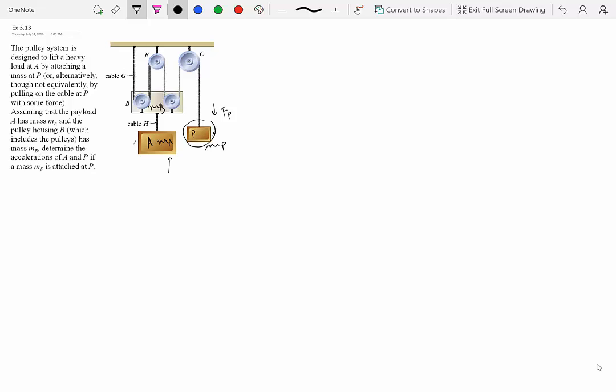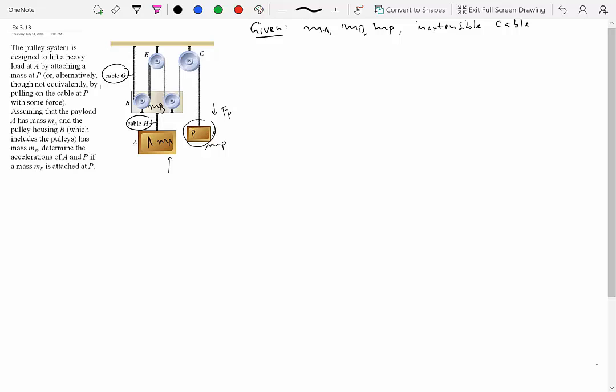Okay, so let's start by writing what is given to us. So given is mass of A, mass of B, and mass of P, and of course there is some implicit information, that is that this is an inextensible cable system. So we have two cables over here. We have cable H, we have cable G, right? And each of those cables will impose a geometry constraint. We've seen that in the kinematics module for problems like these, where we wrote the length of the cable in terms of the position variables, and then we applied the kinematic analysis. So we'll start by doing that.